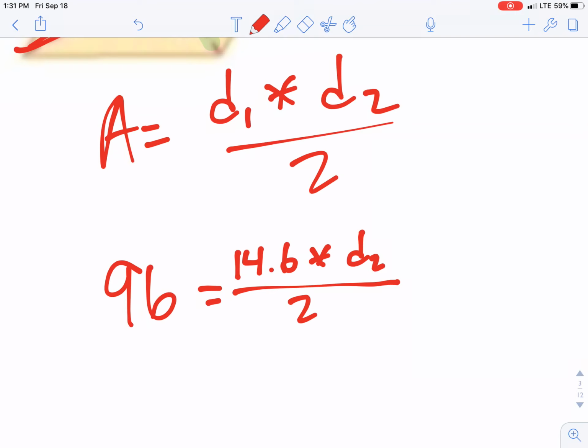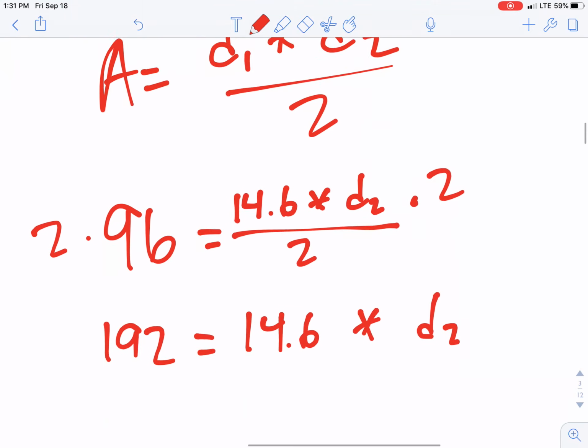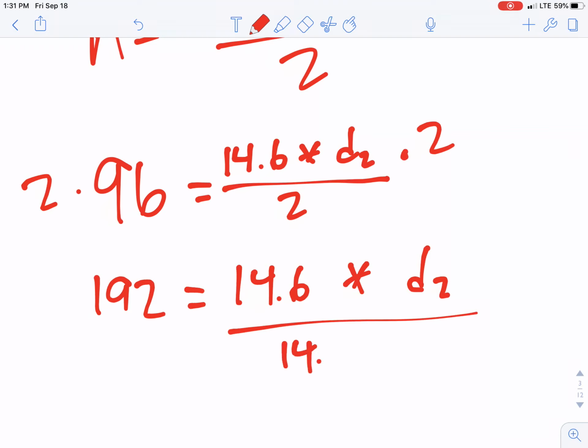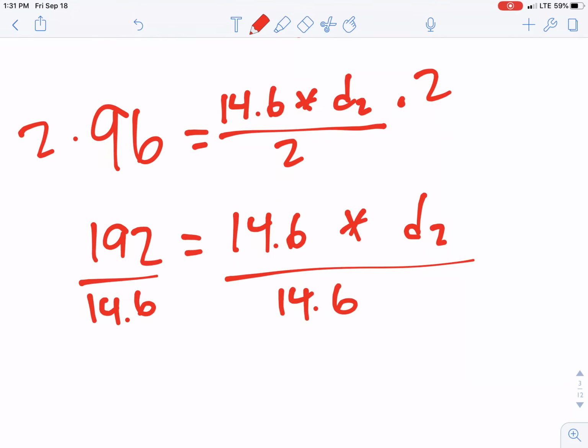You could either divide this fraction out, or you can multiply and divide. Either way, I'm going to do 2 steps. So I'm just going to multiply both sides by 2, just making it simple, 2 steps. So that's going to be 192 is equal to 14.6 times diagonal 2. And then to get diagonal 2 by itself, divide both sides by 14.6. And what ends up happening is we get some ugly, weird number, and that's A-okay. We'll just round what we get because it's not very nice, and that is equal to diagonal 2.